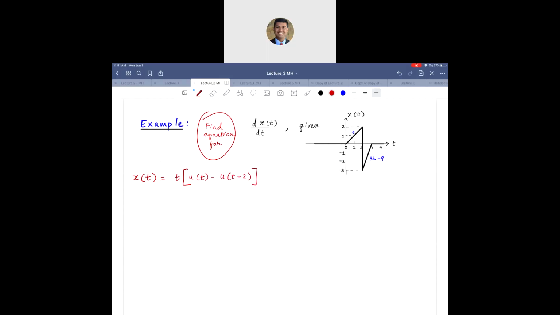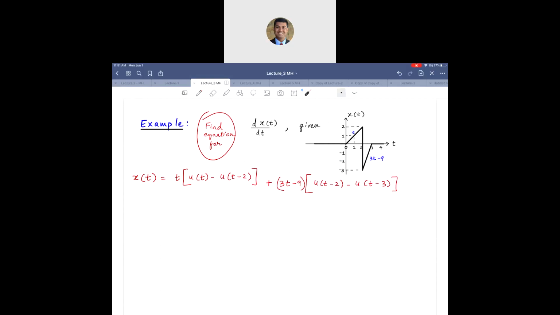And then we have 3t minus 9 between 2 and 3. So let's do that. We have plus 3t minus 9 multiplied by u of t minus 2 minus u of t minus 3. That's it. I've expressed x of t in the form of unit steps.